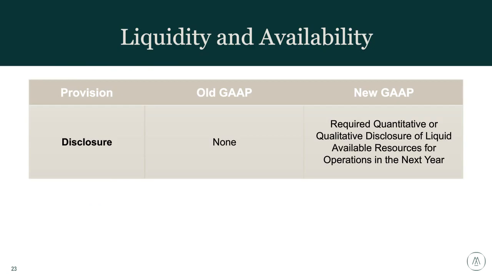So just as a quick recap, under old GAAP, there was no required disclosure regarding liquidity and availability of financial assets, and new GAAP requires a quantitative and qualitative disclosure of the liquid financial assets available for expenditure over the next year.